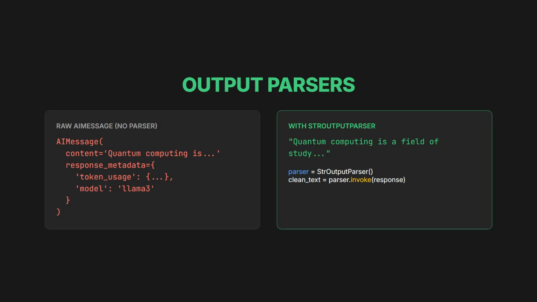This is where output parsers come in, specifically string output parser. It takes that complex object and automatically extracts just the string response. It's a simple tool, but it keeps your code clean and your logic focused on the data that matters.